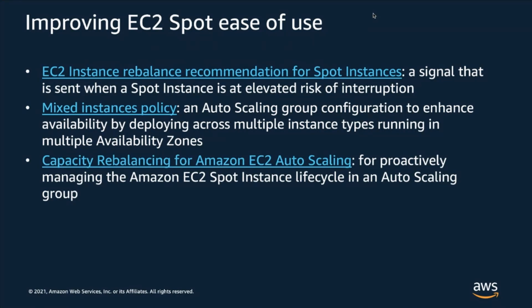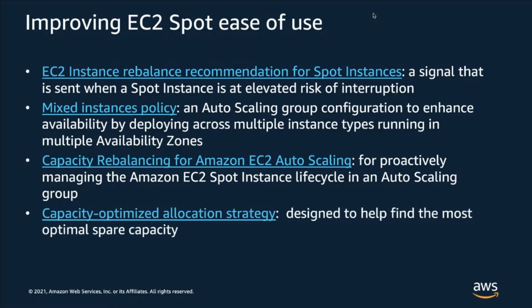Adding on to that, we have capacity rebalancing, which is a new feature for autoscaling that proactively manages the spot instance lifecycle in an autoscaling group. Capacity rebalancing can essentially take action when spot instances in an autoscaling group are at an elevated risk of interruption by proactively launching replacement capacity, so that when a particular instance is interrupted, you've already got a head start launching a new instance to replace it, another spot instance to replace it. So it's a very, very cool feature to check out and take advantage of.